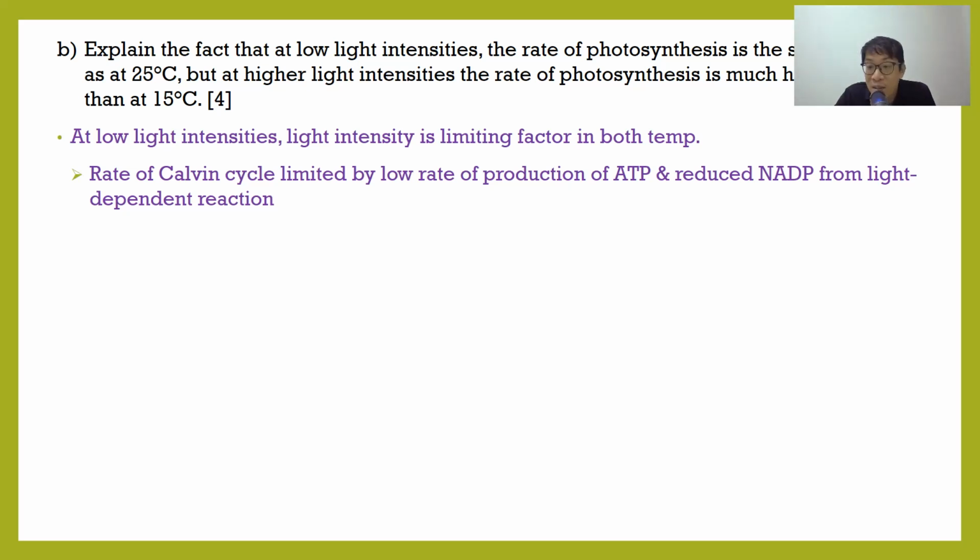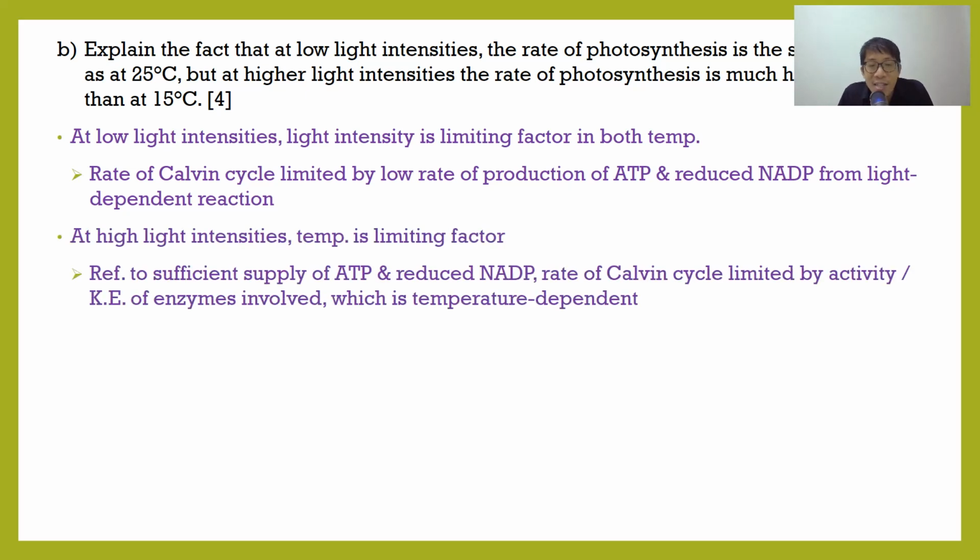So whether the enzymes are slower or faster, the Calvin cycle is just as slow because of the lack of the ATP and reduced NADP. But obviously the reverse is true for high light intensity.